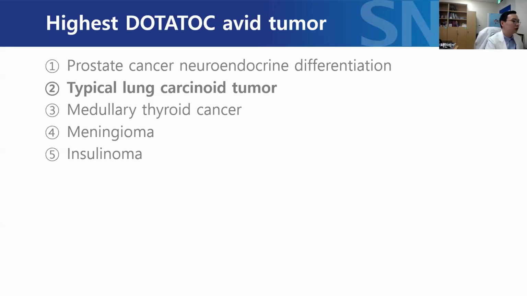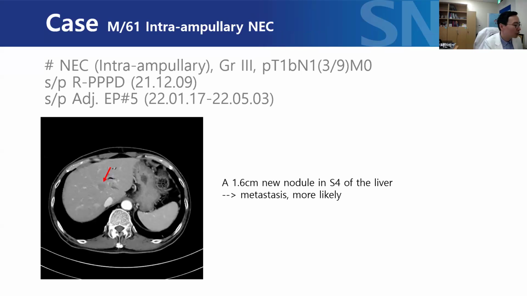Typical lung carcinoid tumors generally show higher DOTATOC uptake compared to others like prostate neuroendocrine tumors, MTC, meningioma, or insulinoma. So what we need to remember is that somatostatin receptor expression can vary depending on the type of the neuroendocrine tumor or the primary sites.